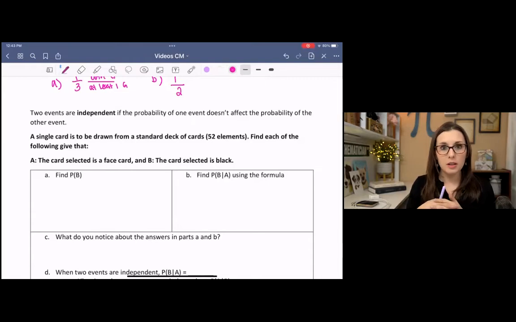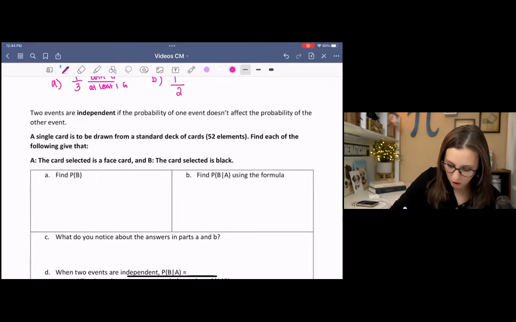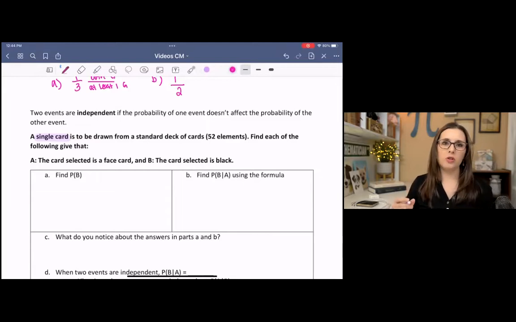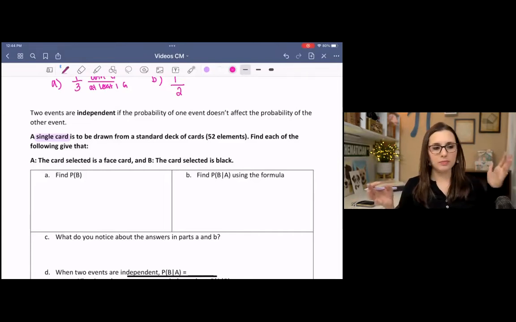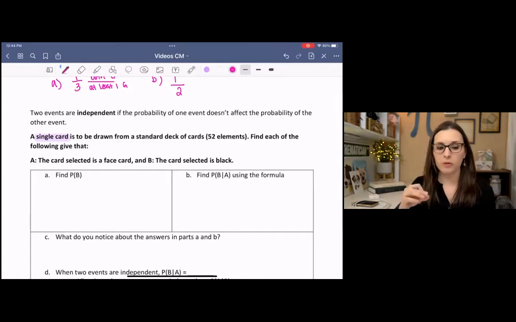Or dice. If I roll a die, whatever I roll the first time is not going to affect what I roll the second time because all of the sides are still options. So rolling dice several times are independent events because it's not going to change the probability in the second round. In this one, we have a single card. So this should already tip you off. A single card is to be drawn. It's just one event. A single card is drawn from a standard deck of cards. Find each of the following.